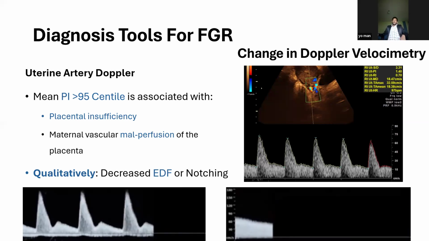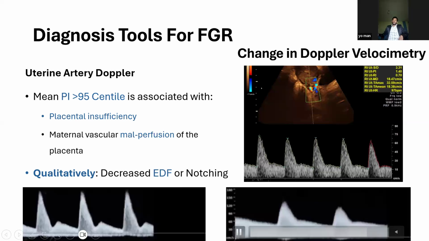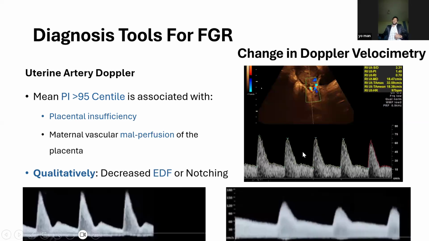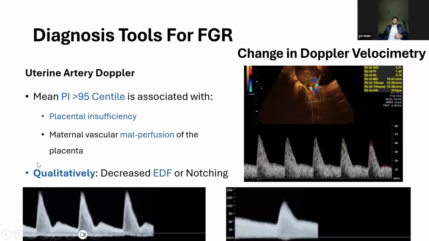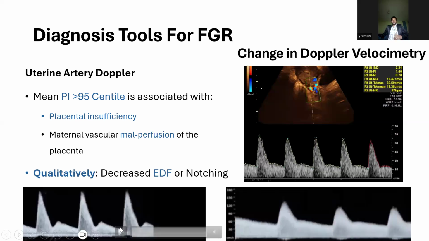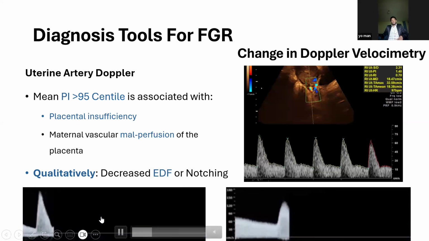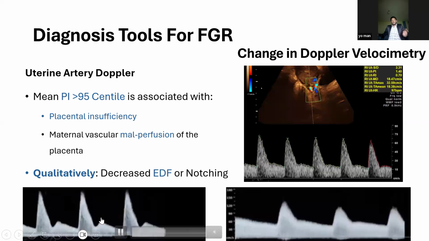The normal waveform is this one, especially in the second and third trimester. And when the fetus reaches the third trimester, the diastolic flow will eventually begin to increase here or here. This waveform is abnormal if we find it in the second and third trimester.